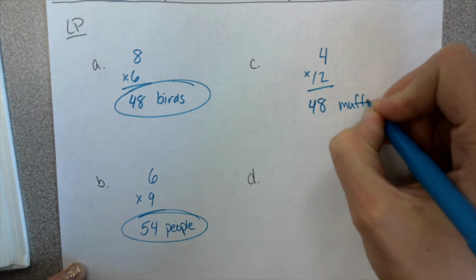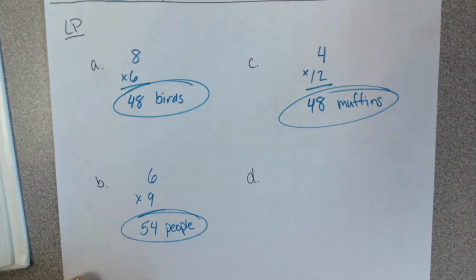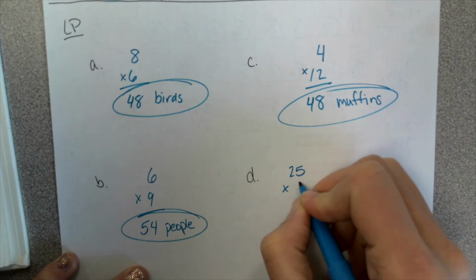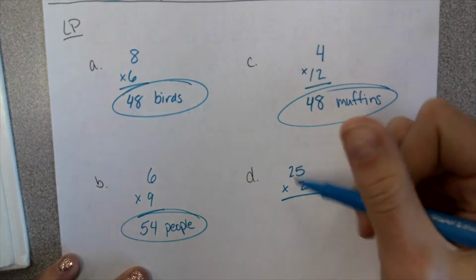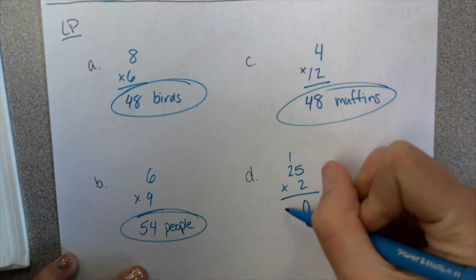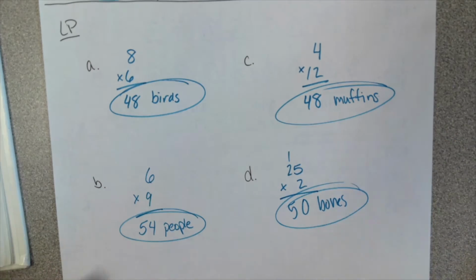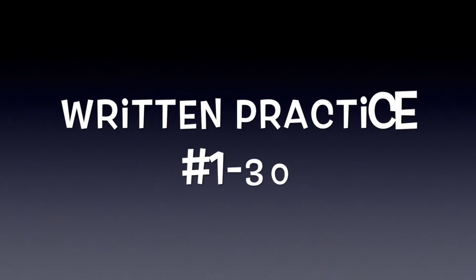48 muffins. And then D, 1 human hand has 27 bones. About how many bones are in 2 human hands? 27, let's go ahead and just put that at 25 to make it about. We get 50 bones. Let's go ahead and get started on a couple of your problems together.